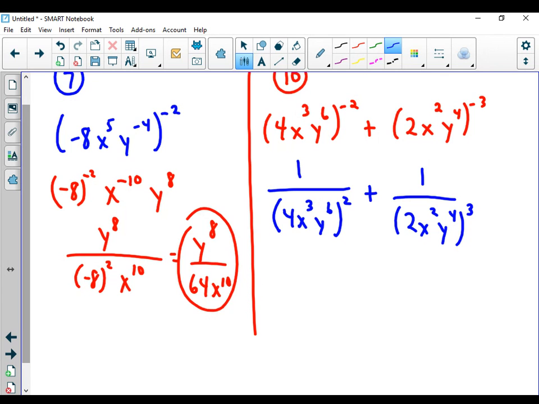All right, so let's see what we have if we actually did square that bottom. Well, I'm going to have 16 x to the 6th, y to the 12. On the other one, when I cube all those, I'm going to have 2 cubed or 8 x to the 6th, y to the 12.